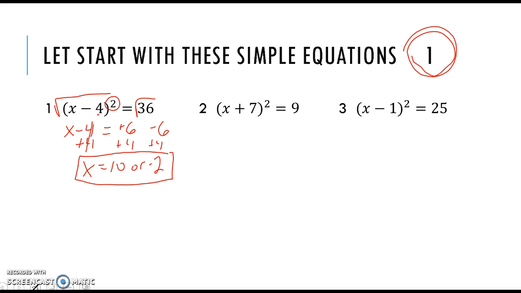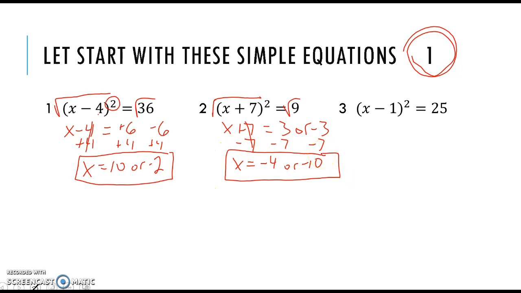So I'm going to have you pause the video and then do number 2 and 3 and restart the video and see if you're able to figure those out. So here's what you should have done for number 2. Take the square root of both sides, and we're going to have x plus 7 equals 3 or negative 3. And then I'm going to subtract 7 from both sides, and so I'll have x equals 3 minus 7 is negative 4, or negative 3 minus 7 is negative 10.